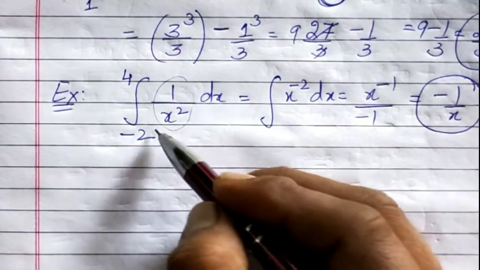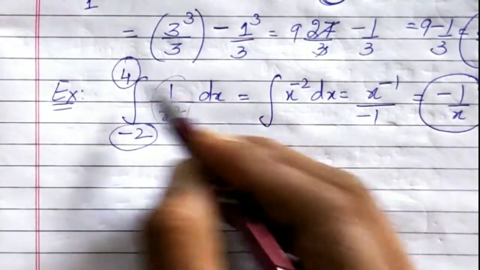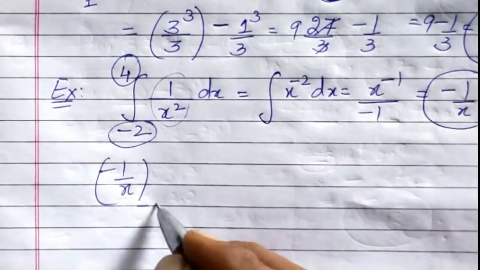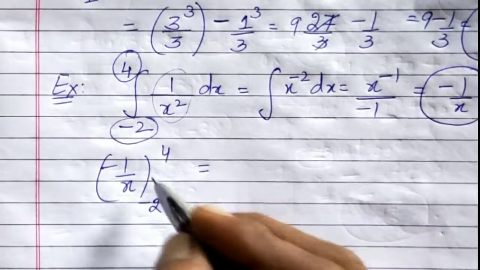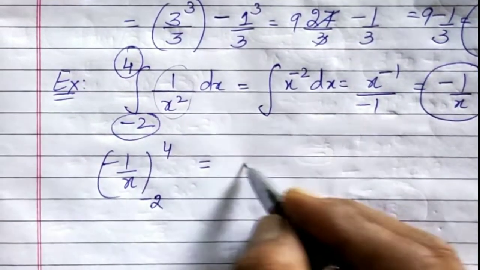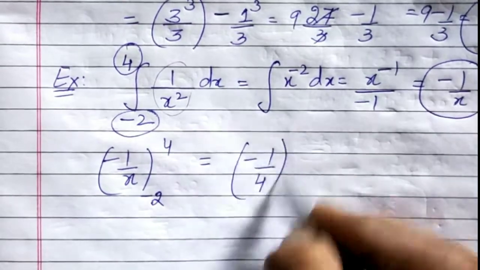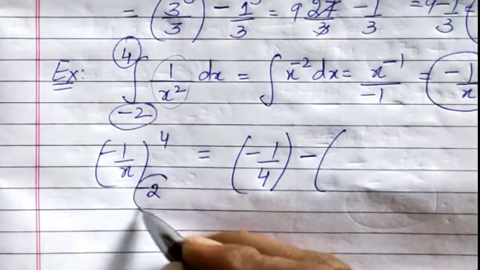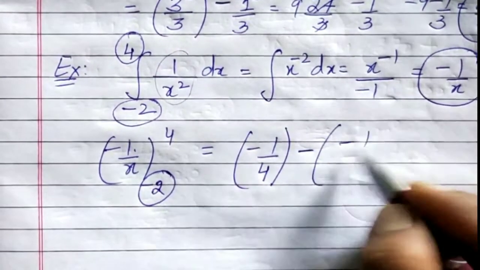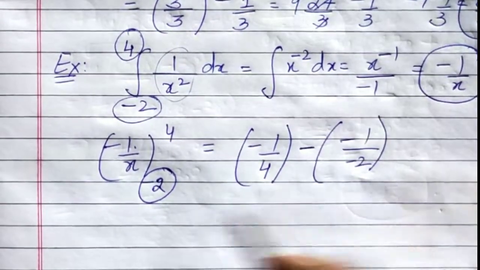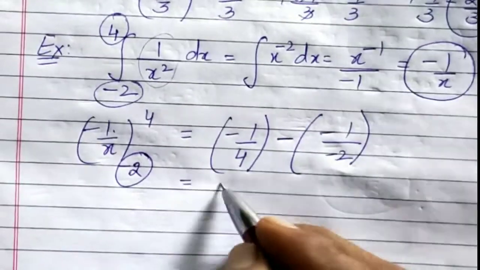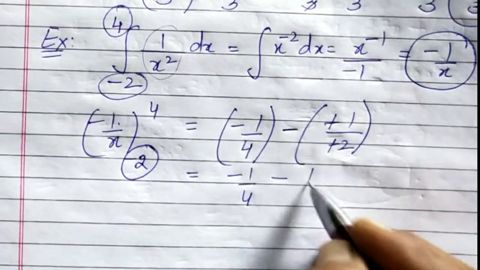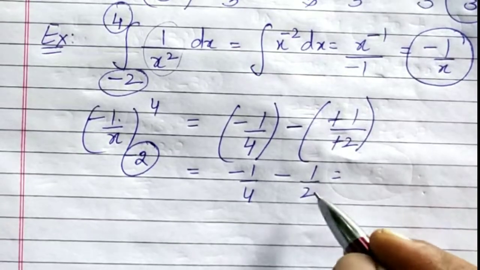Now I will have to put the limits also. First, what are the limits? Let me write it like this: minus 2 to 4. First of all, I will put 4 instead of x in the function. Look at this. Then I'll put a minus sign, and then I will put minus 2 instead of x. This is the way to solve limits. So minus 1 by 4. Here the minus will cancel out, and we are left with minus 1 by 2.